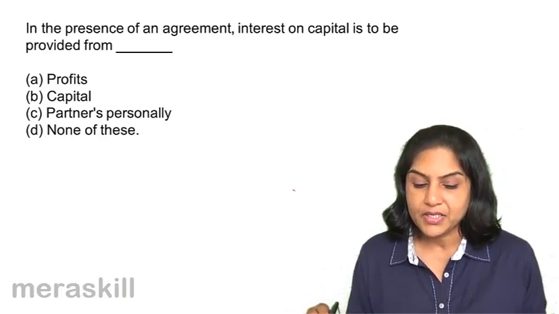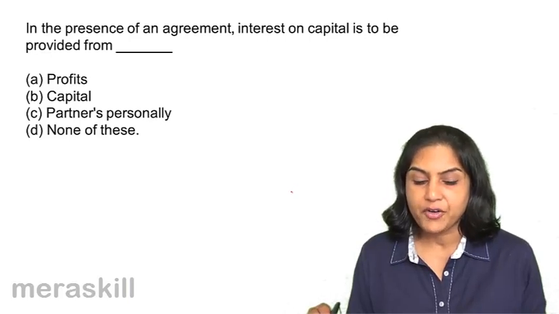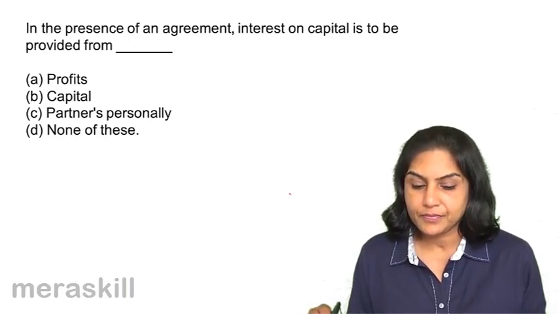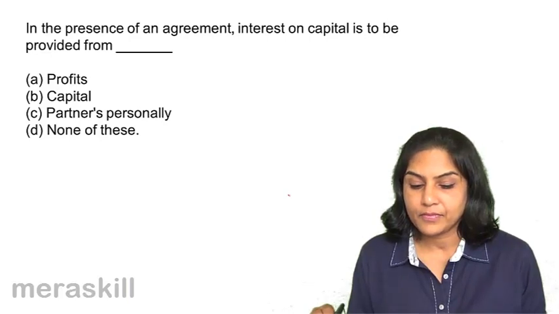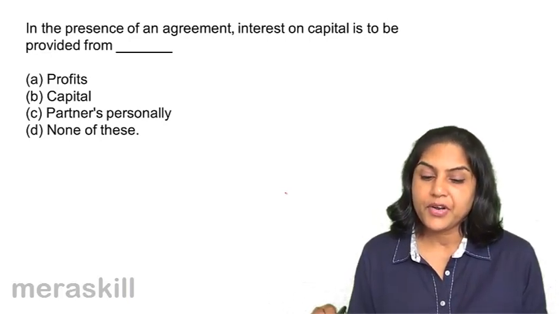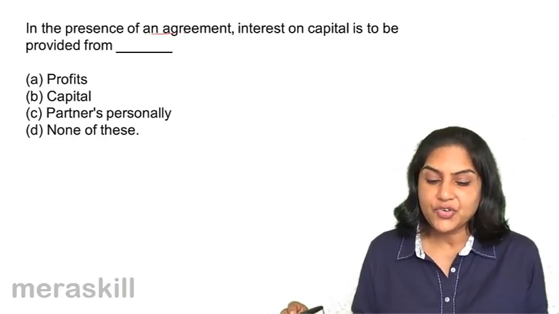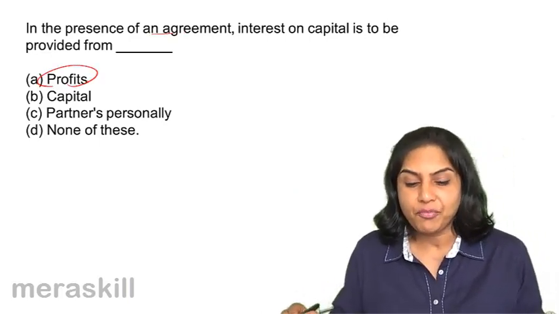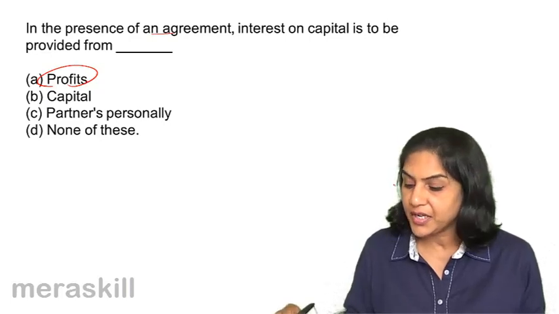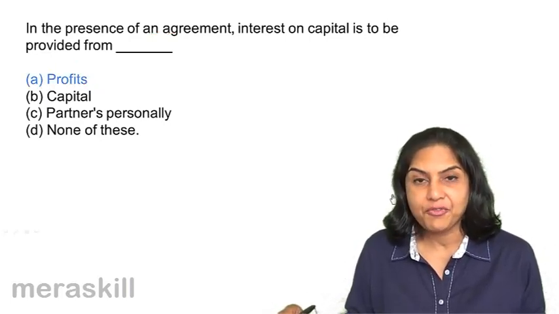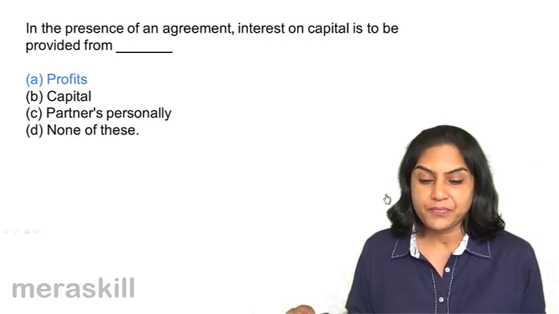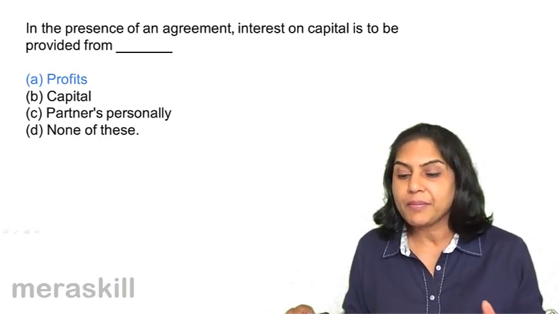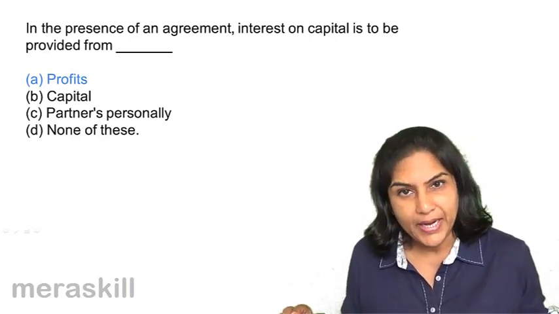Next, in the presence of an agreement, interest on capital is to be provided from A, profits, B, capital, C, partners personally, or D, none of these. Interest on capital. If there is an agreement, interest on capital is to be provided out of profits. Correct answer should be A. If there is an agreement, interest on capitals must be provided from profits. If there is no agreement, then interest on capital need not be paid at all.